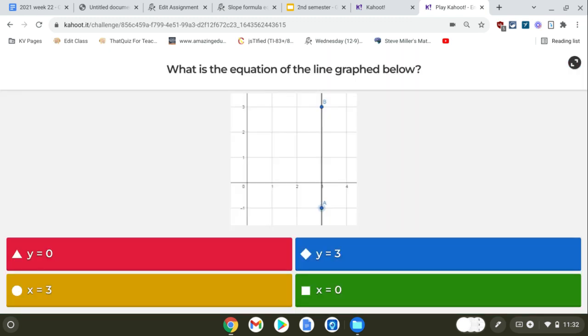Okay, so this one's one of those special cases. Because it's a vertical line, it's going to have to be an x equals. And it's looking like it's a 3 right there. The idea is that every point, whether it's point B or point A, they always have an x coordinate of +3. This one is 3, -1, and that one's 3, 3. But the important thing is that the x value is always 3.